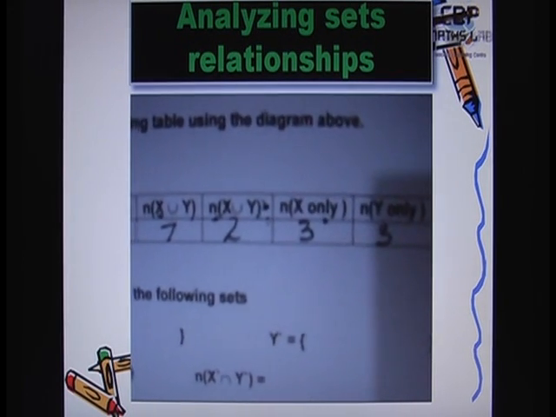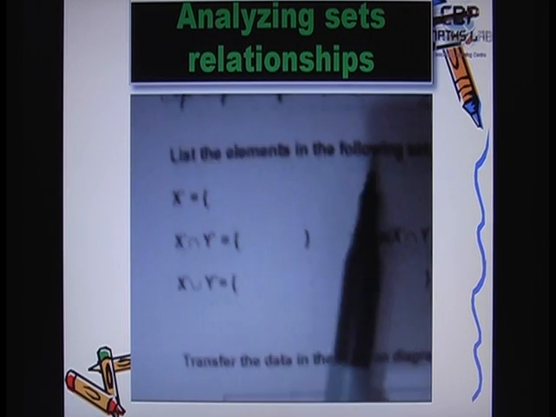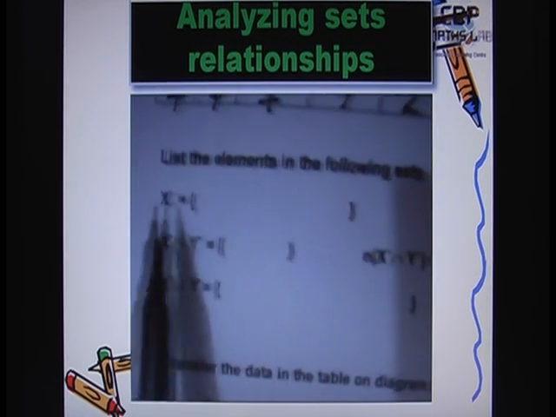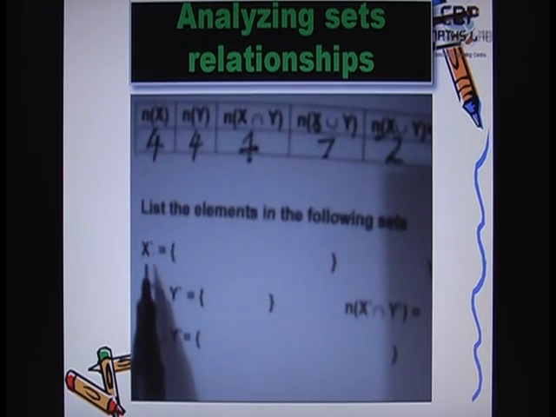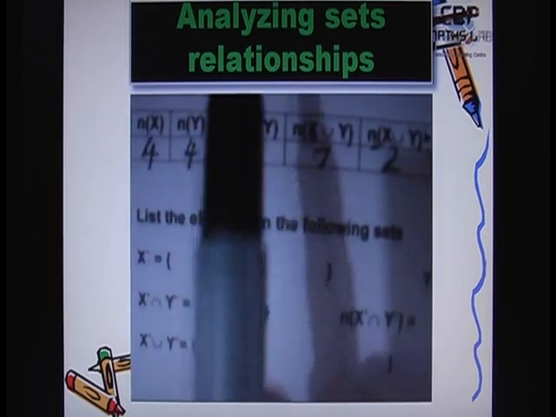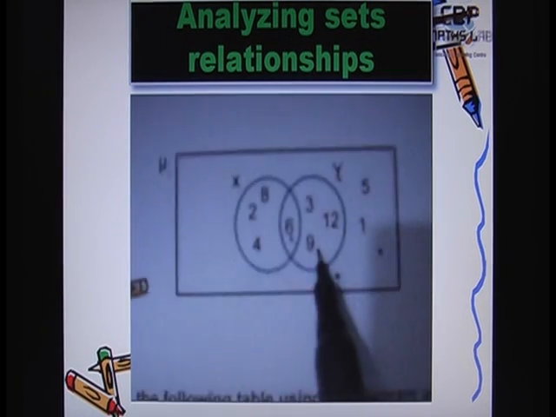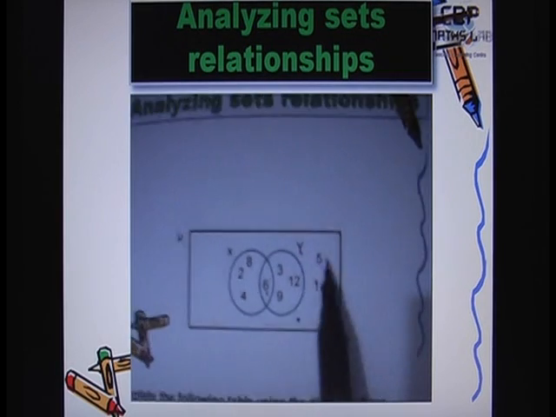Now below now, another section of your activity, it says that you're going to list the elements in the following sets. So we're going to list the elements of X what? Complement. And remember that means what? Elements that are not in X. Good? Alright, let us look at the elements that are not in X. Now 3 is not in X, 12 is not in X, 9 is not in X, and 1 is not in X either, neither is 5. So we have our elements here.